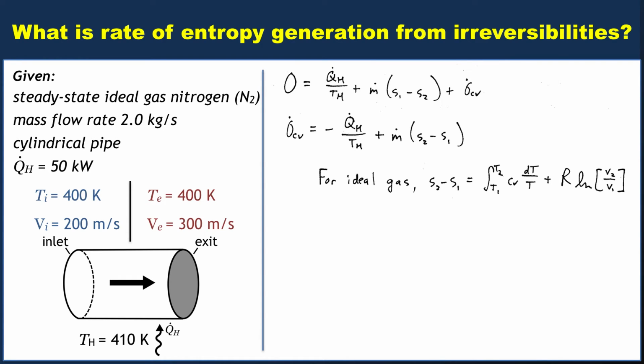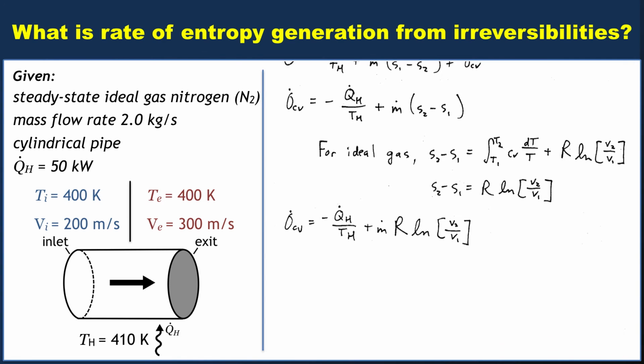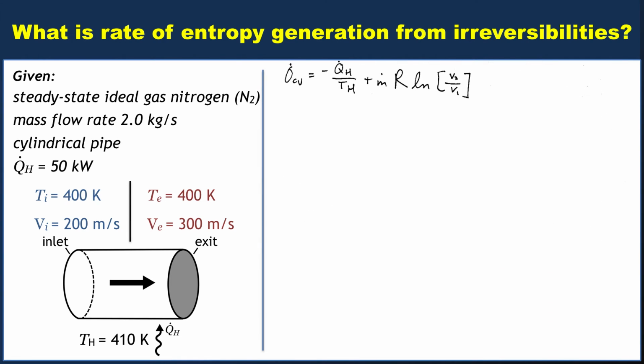Okay, so we can simplify this because that integral has to be 0, right? We're going between the same temperature. Limits of integration are identical. That means that the integral is 0. So S2 minus S1 becomes R ln of little v2 over little v1. Let's plug that result into our expression for sigma dot. So we do that. All right, now we know a lot of these quantities, and I'll move that up. Well, we need to evaluate those, the ratio of little v2 to little v1.